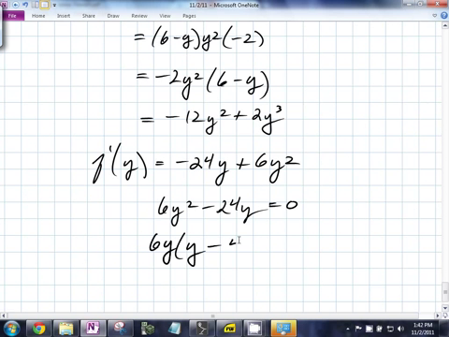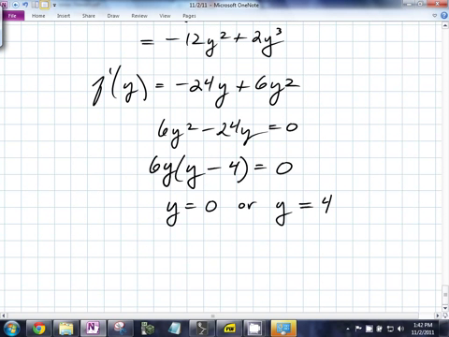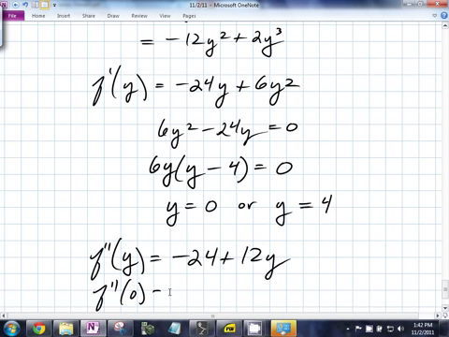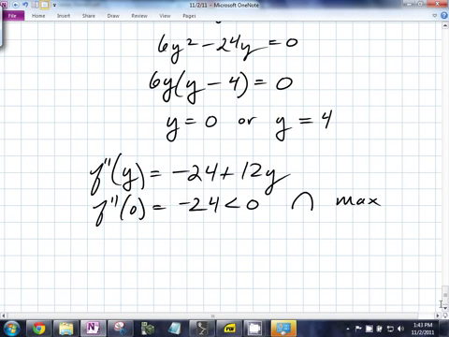How do you prove which one's a min and a max? Second derivative. Do a second derivative test. Fine. F double prime of y is equal to negative 24 plus 12y. F double prime of 0 is negative 24, which is less than 0, so it's a max, right? F double prime of 4 is going to be negative 24 plus 48, which is 24, which is greater than 0. Smiley face means a minimum, right?